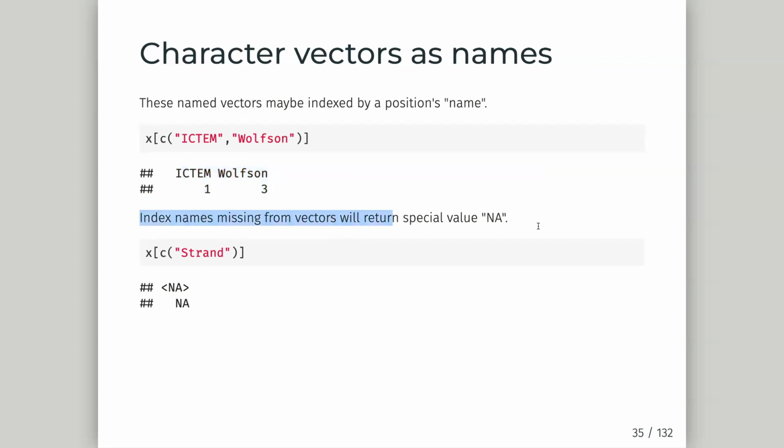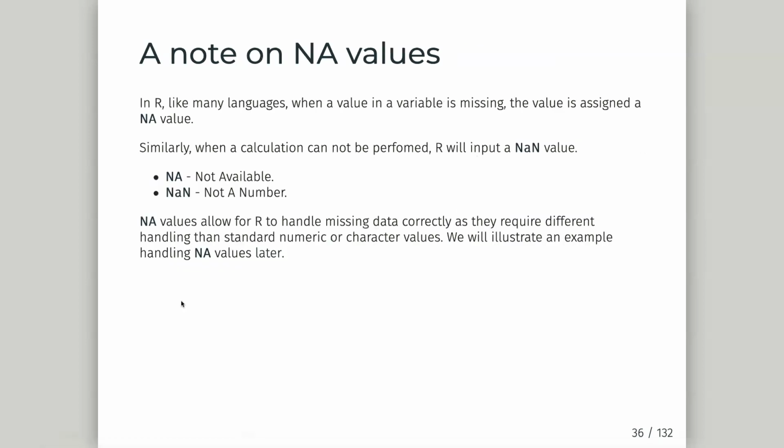If I try and provide an index which isn't in my vector, it's probably not going to give me a warning or an error. It's going to give me back a special value. So I'm looking for Strand. Yes, that's a London street. And it's going to give me a special value called NA. Anyone know what NA stands for? Not available. The second one in my head would have been non-applicable, but not available. So we don't have an answer for that. Oh, here's the next slide. Sorry.